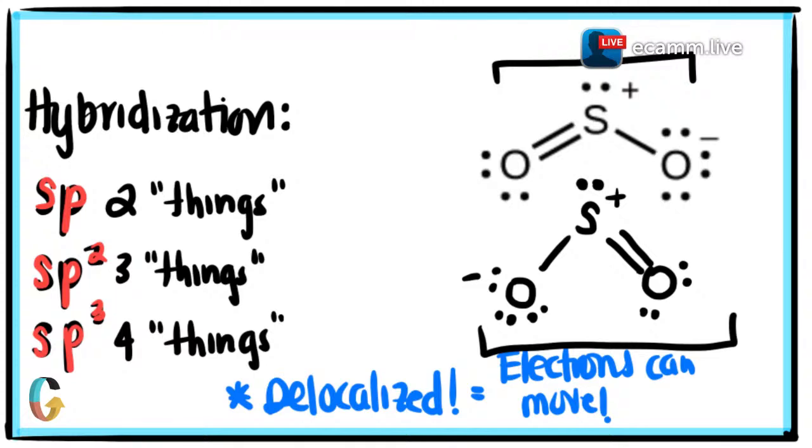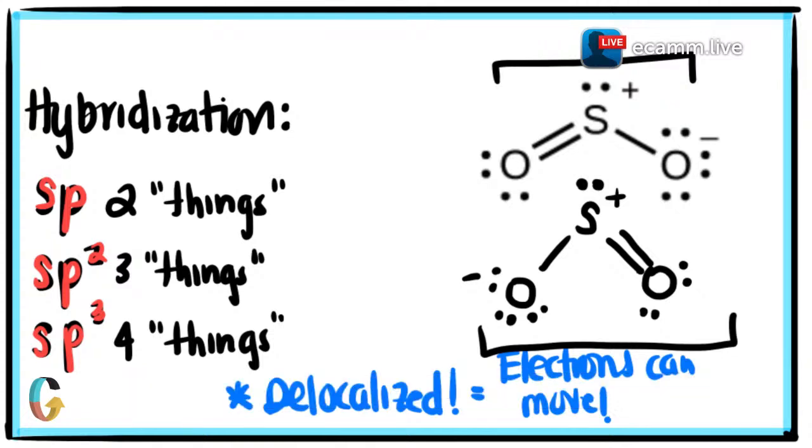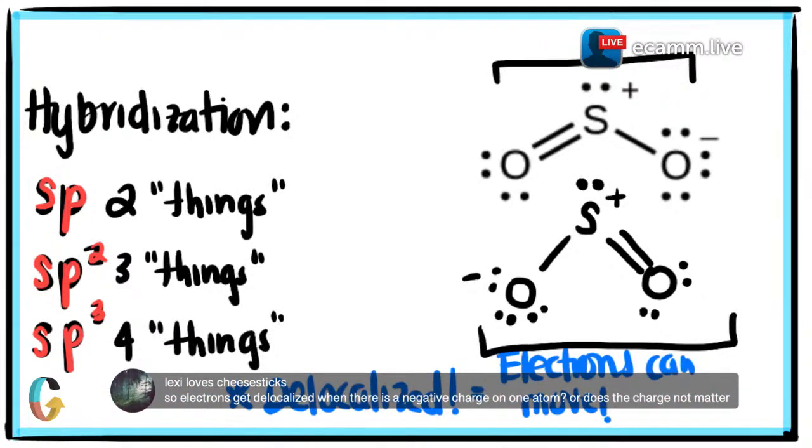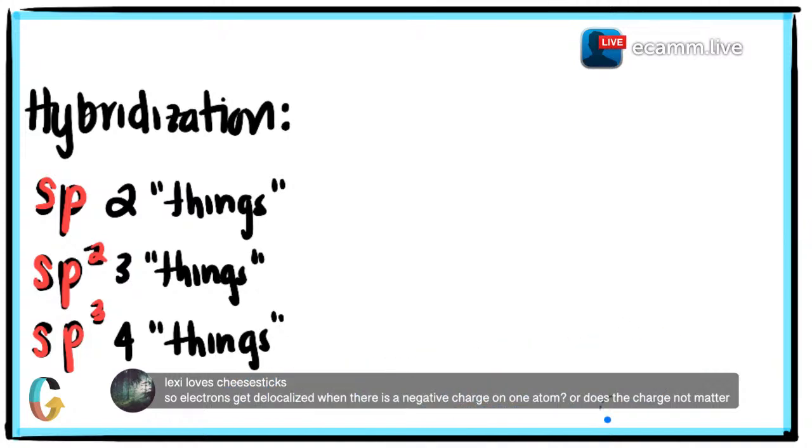Could you answer the first question I had, please, about delocalization where there's a negative charge on one atom? Yeah, so this question, right? So electrons get delocalized when there's a negative charge on one atom, or does the charge not matter? So, for example, sometimes you can get delocalized and sometimes you can't. So I'm just going to basically remove this idea. Hopefully you guys wrote that down.